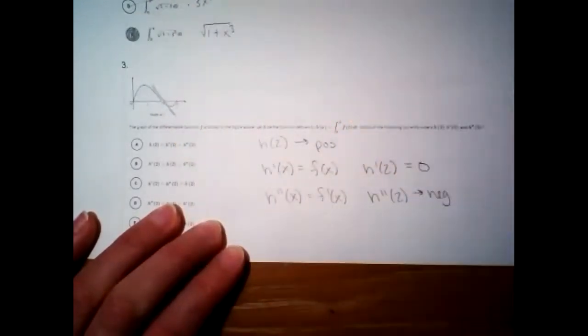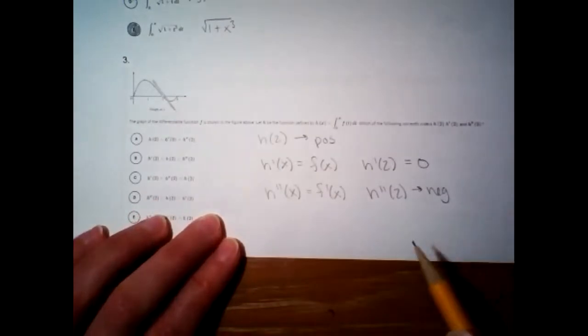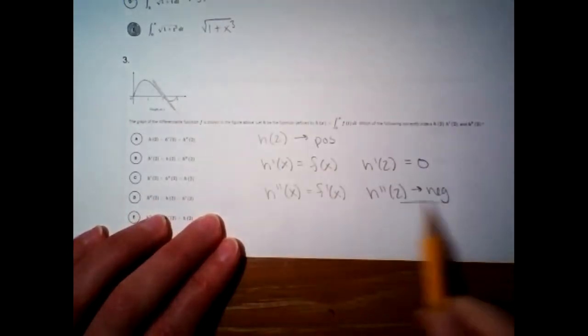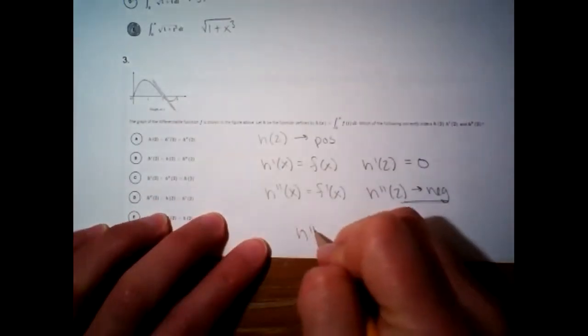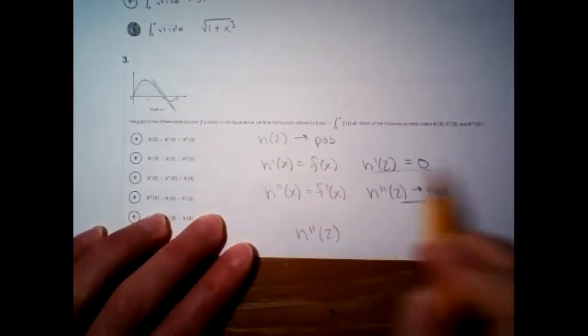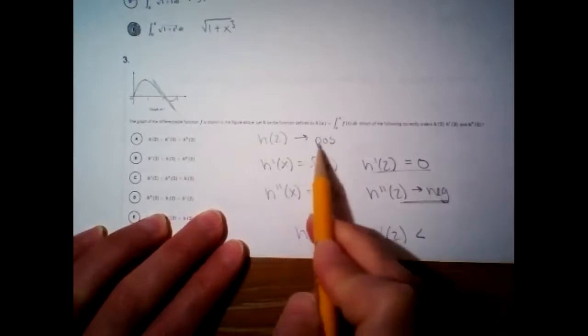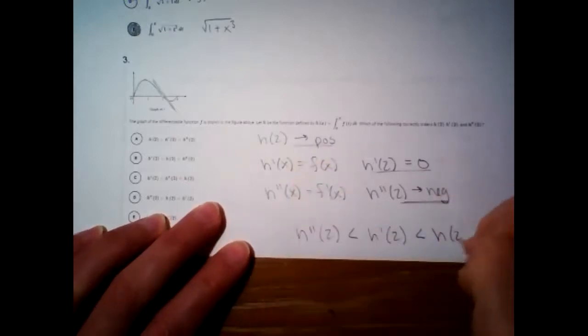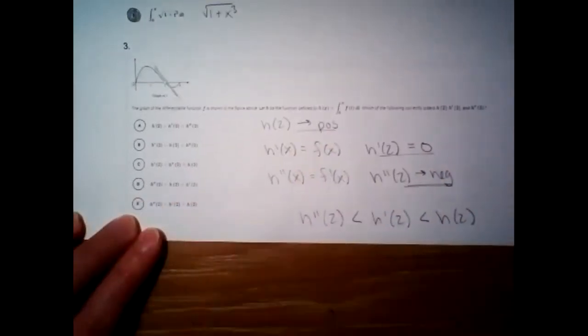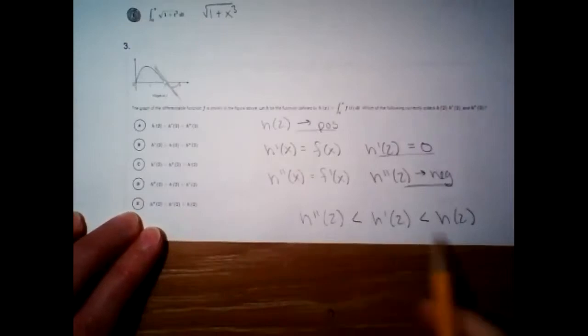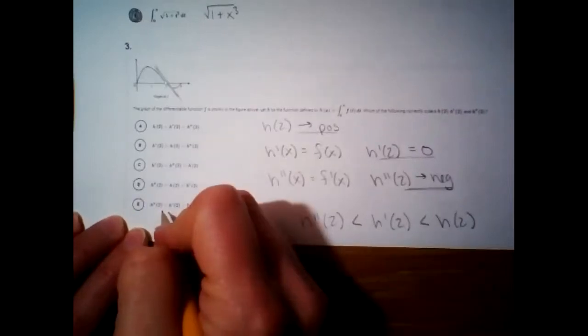So if we're putting these in order smallest to biggest, it's going to be the negative one, so that would be the second derivative, and then 0, so that would be the first derivative, and then the positive one, so that would just be the actual function. So putting them in order, we want the second derivative, and then the first derivative, and then the function. So that one's going to be E.